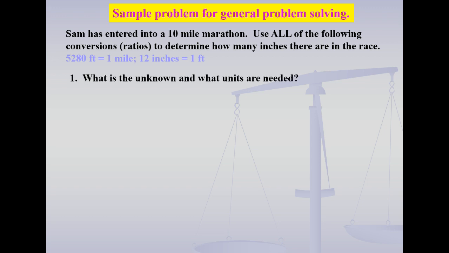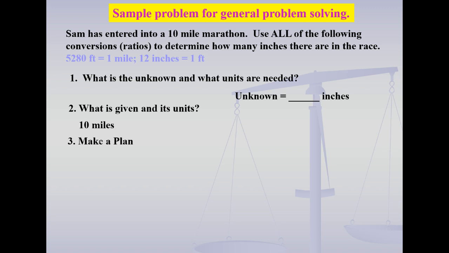So what do we know? The unknown, which is inches. We know the given, which is 10 miles, and we need to make a plan. So we start with the given unit, which is miles. We convert the given unit to feet, and then from feet we can convert that to inches. Now we can use our conversion factors, the ratios, to solve the problem.